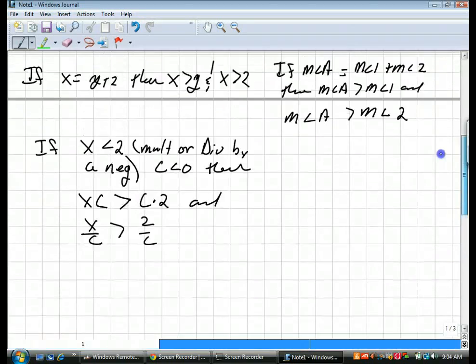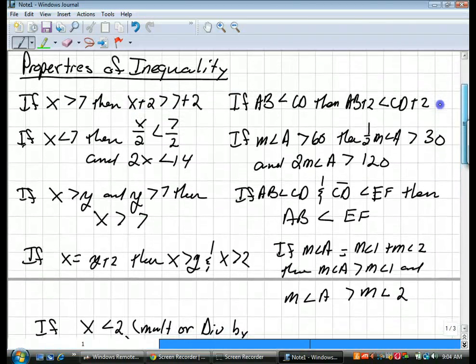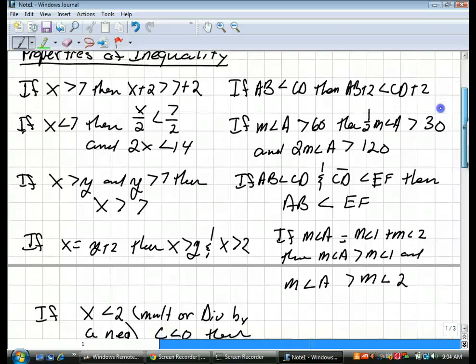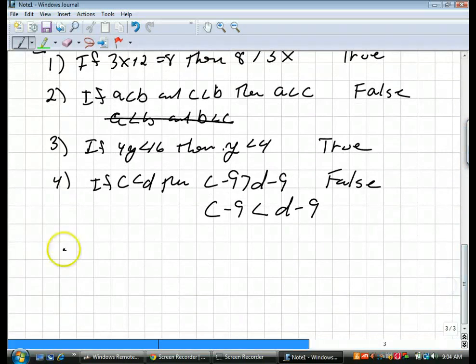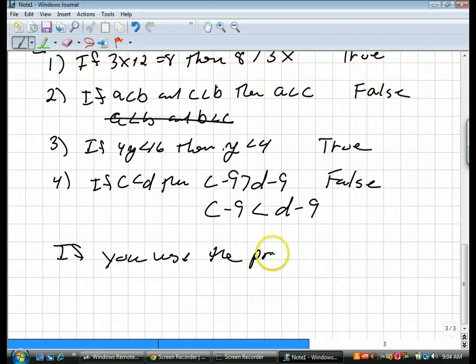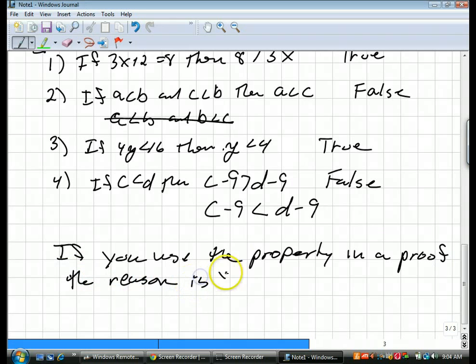So again, if you are going to use one of these properties in a proof, the statement that we use is just a property of inequality. Okay? So if you use the property in a proof, the reason is a property of inequality.